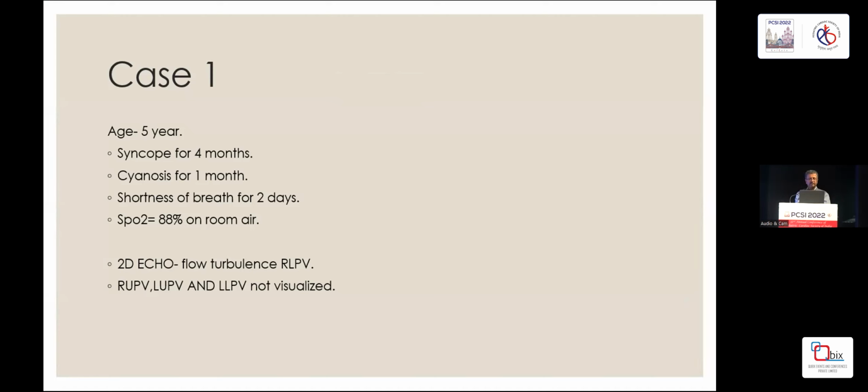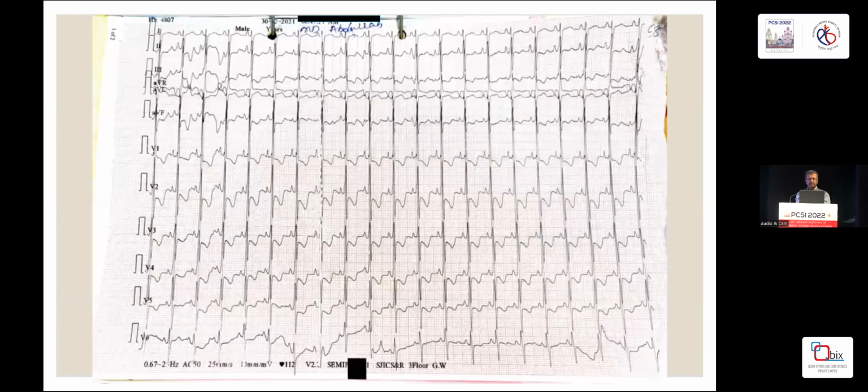This child, 5-year-old, syncope for 4 months, cyanosis, shortness of breath. Elsewhere, possibly some other adult cardiologist had done the echo and shown that it is pulmonary hypertension of unknown cause. But when we did the echo, there is a flow turbulence in the right lower pulmonary vein. Some other pulmonary veins are not visualized. Only one pulmonary vein we see. That was the diagnosis: pulmonary venous hypertension because of the venous occlusion, isolated one. There is a PFO, of course, and there is shunting right to left because of the severe PH. This is the ECG, like you see the RV strain, a severe right ventricular hypertension.